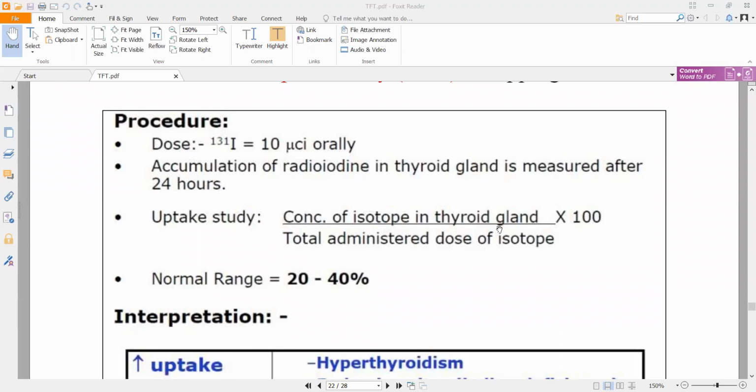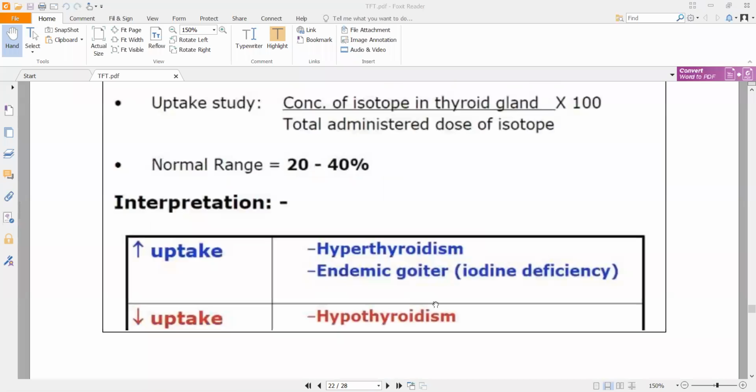So if it is taking more or if it is taking less, then you know that it is a problem. Okay, the interpretation is here. If the uptake is more than 40%, that will indicate a condition like hyperthyroidism or endemic goiter, wherein the patient has innate iodine deficiency and the thyroid gland is absorbing more and more of whatever iodine you are providing. Or if the uptake is very low, that will indicate hypothyroidism.